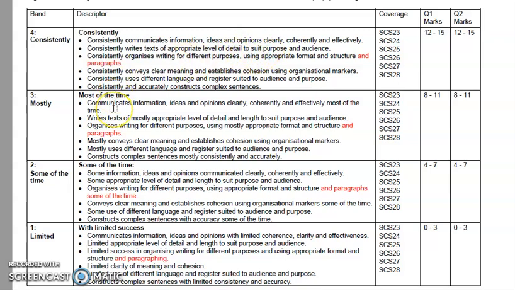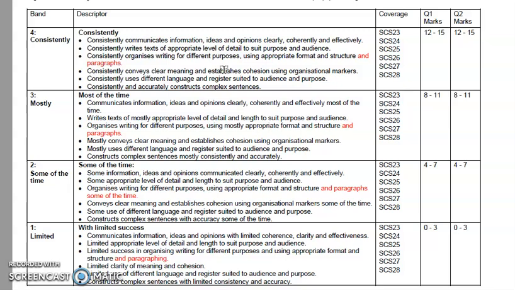What this means isn't necessarily that the text is long enough, it's that you've gone into detail about the right things. Okay? Organising writing for different purposes, so this is to do with format and structure and paragraphing, so what they'd expect to see in an article, for instance. Conveying clear meaning, so are you writing clearly? And also, does your writing flow? Is there a logical sequence to this? If you're writing a letter of complaint, does it start with an introduction as to why you're writing, for instance?